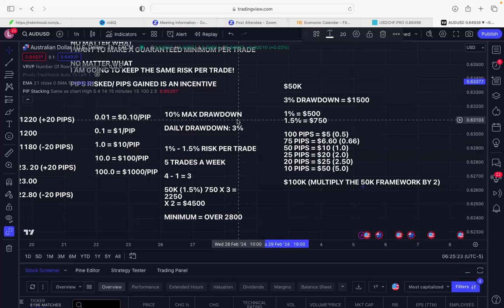Let me know. Have you been the one that's like, you know what, I do scalp, and then I've been using lower lot sizes when I scalp instead of just being confident and adjusting my lot size? Does this framework help you?